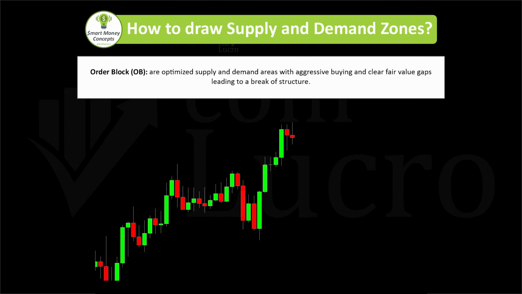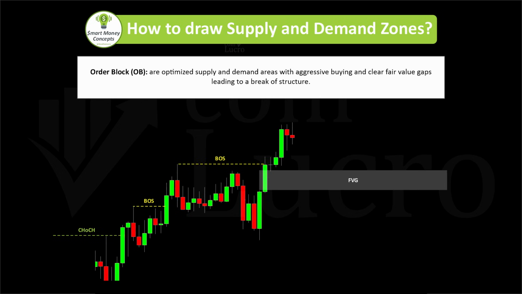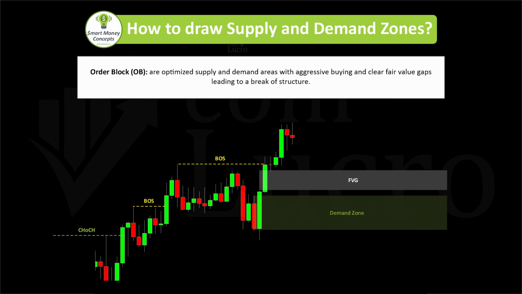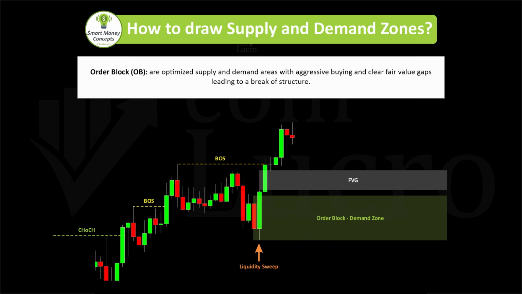We classify supply and demand zones into 3 types based on market structure: order blocks, order flows, and consolidation areas. Order blocks are optimized supply and demand areas with aggressive buying and clear fair value gaps, leading to a break of structure. The latest candle creating the fair value gaps is marked, and the liquidity sweep below this candle is noted before the price takes off. When placing a buy limit at this order block, the stop loss should be below the wick where the movement started, incorporating this area into the order block zone.